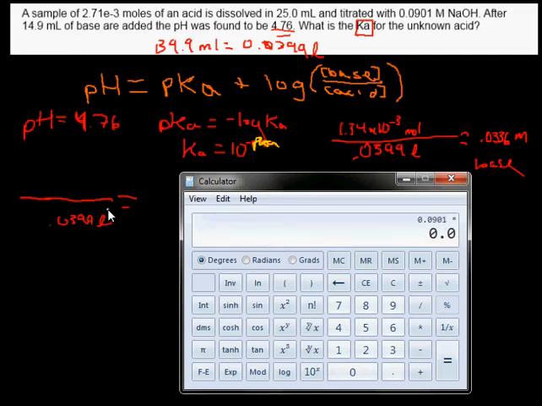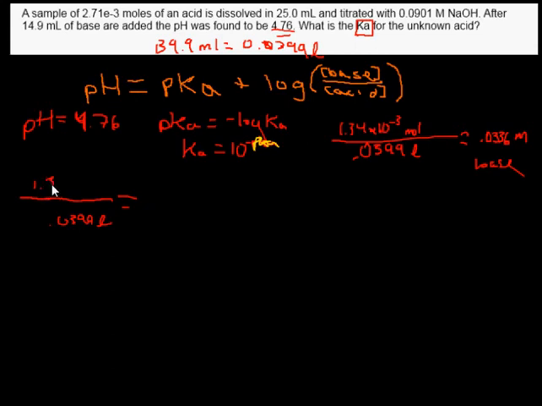0.0901 times 0.0149. Okay, so this is the number of moles of the base, right? And that's being reacted with the acid. Well, can't we just subtract them? 0.0271, in positive number, because it's the same thing either way. But yeah, this is the number of moles of not the base, the acid.